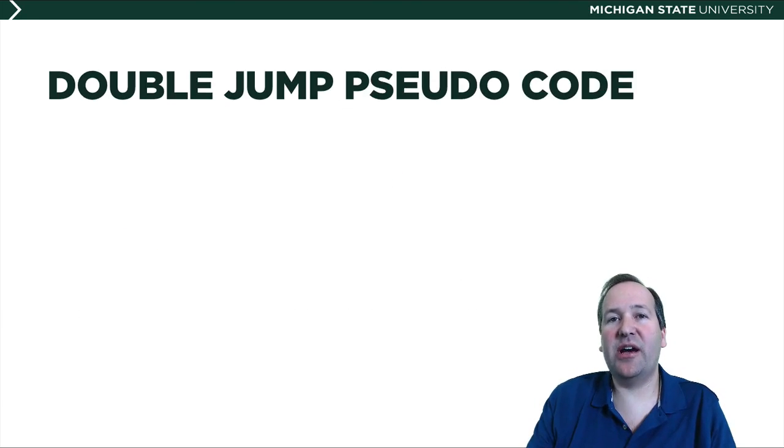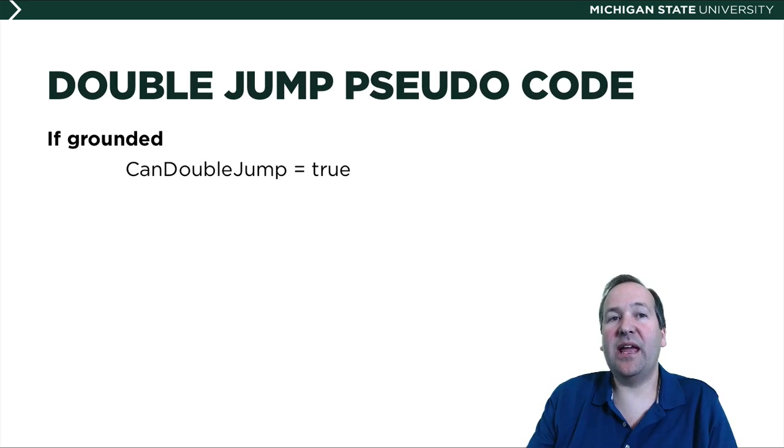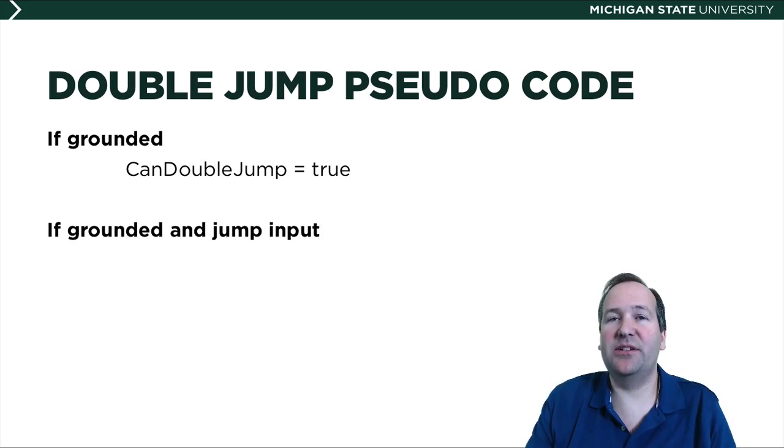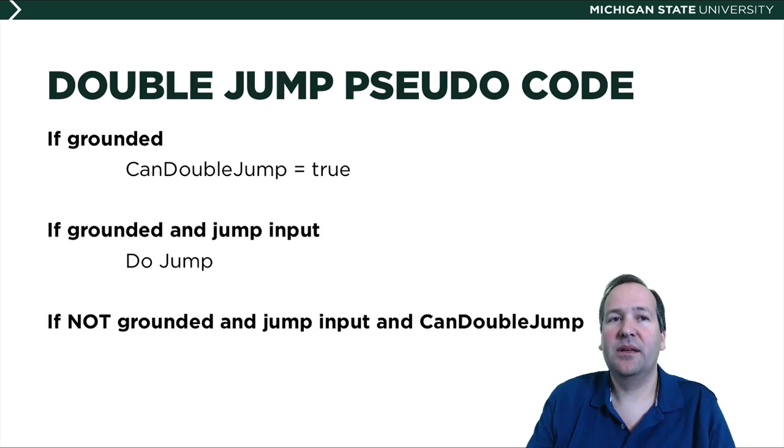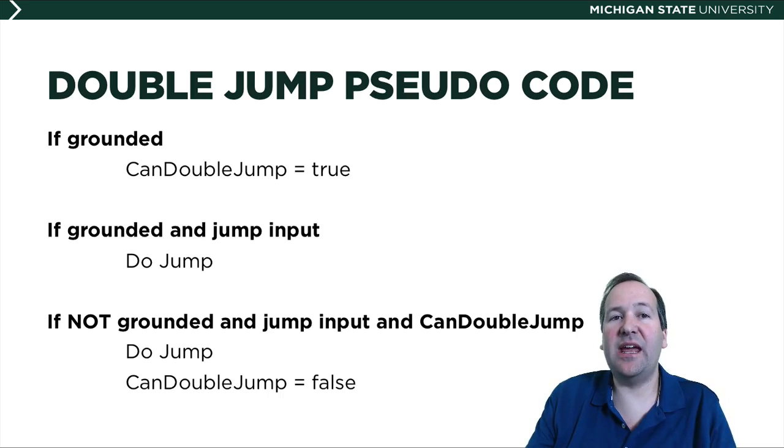Once we have the mechanics drawn out, then we can think through the logic and write pseudocode, such as: if the player is grounded, then we set a variable canDoubleJump equal to true. If grounded and the jump input is entered, then we actually do the jump. If not grounded and the jump input is entered and the canDoubleJump variable equals true, then we also allow the jump, but we also set the canDoubleJump variable to false, so we can't jump again until grounded once again. With the pseudocode in hand, we can translate it easily into C# code.